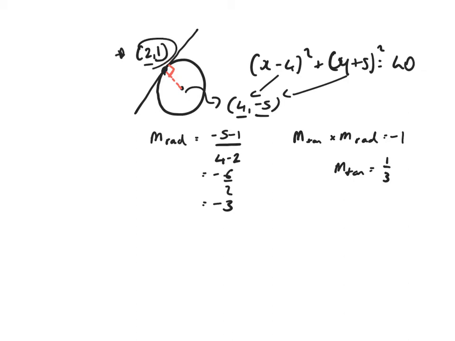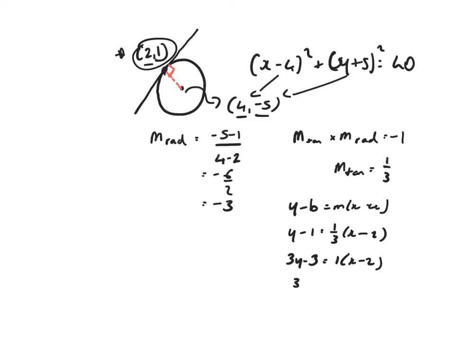I've got the point that lies on the line, which is (2, 1), and straight to y − b = m(x − a). That is y − 1 = 1/3 (x − 2). Multiplied through by 3, 3y − 3 = 1(x − 2), so 3y − 3 = x − 2. Bring that over and that will be 3y = x + 1 as the tangent to the circle.